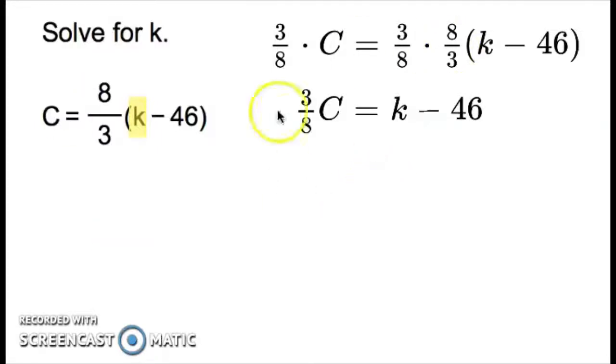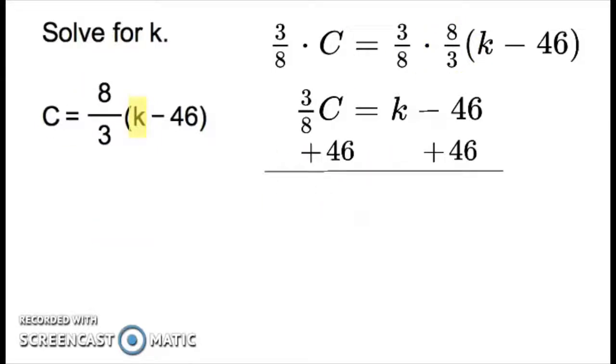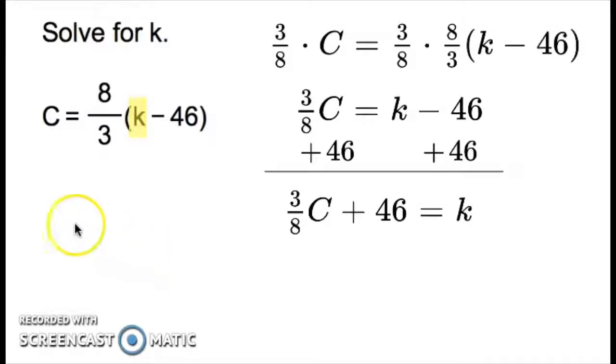Now all we do to get k by itself is add 46 to both sides, and the answer is going to be 3/8 c plus 46 equals k. Notice how I didn't change capital C anywhere or lowercase k. I kept it that way throughout the whole problem. You have to keep it that way throughout the whole problem too. We can't just make the c lowercase or the k capitalized, or else it changes the equation.